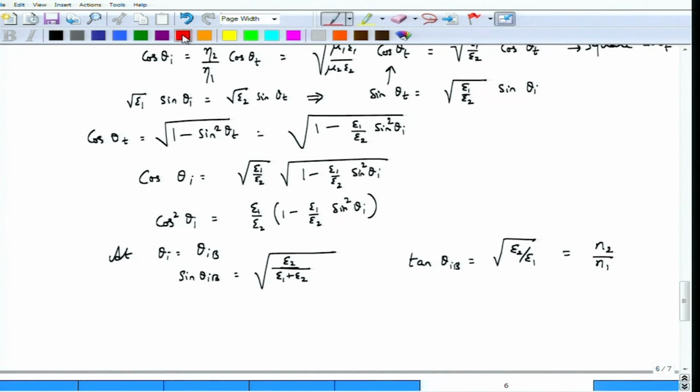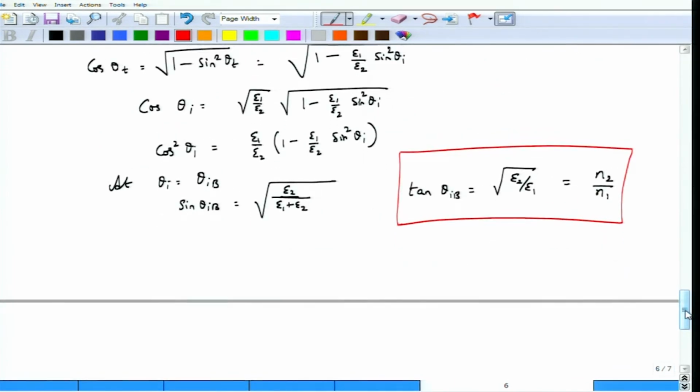Okay. This expression is very simple, you can use it to calculate what the Brewster angle is, and the Brewster angle actually has a lot of applications. Two applications I am going to discuss. The first application is polarization of a wave, of a wave or light, upon reflection.